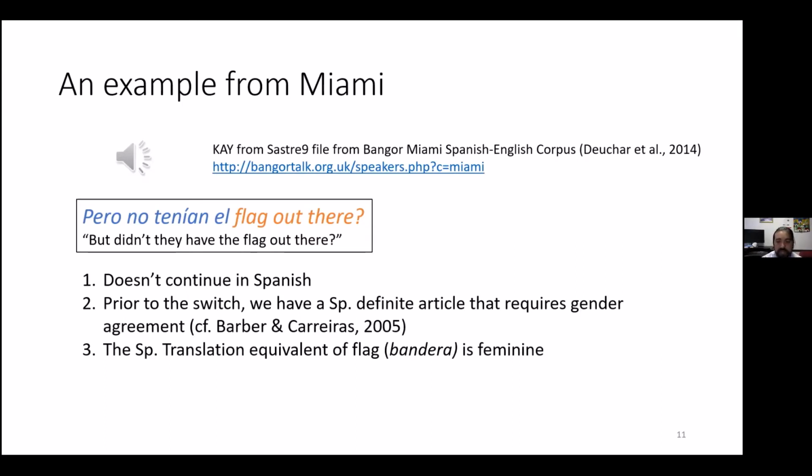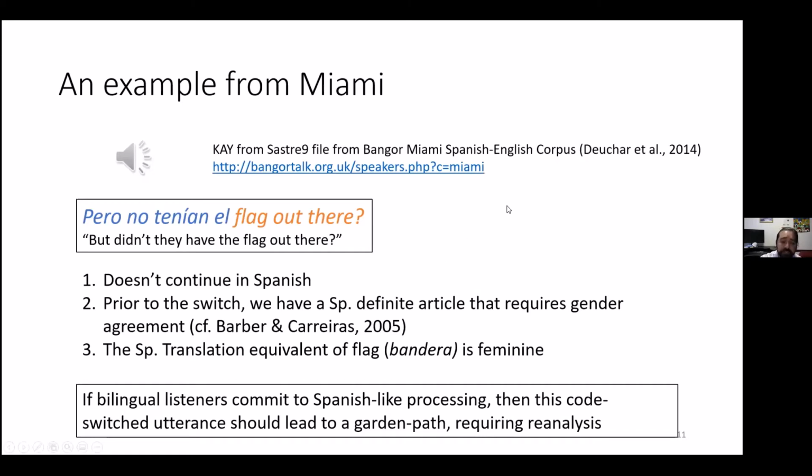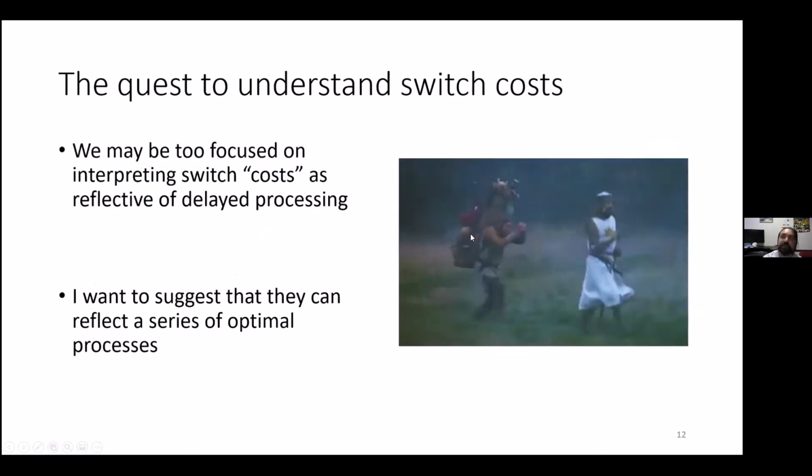So we know that there's a so-called gender congruency effect, and that when we encounter gendered articles, you essentially anticipate or restrict the possibilities of what types of nouns should follow. So we use gender agreement in this predictive way. However, if bilingual listeners encountering this very natural code switch commit to Spanish-like processing, then the code switch utterance would actually lead to a garden path, which would require reanalysis. So that's why we came up with this adaptive prediction hypothesis.